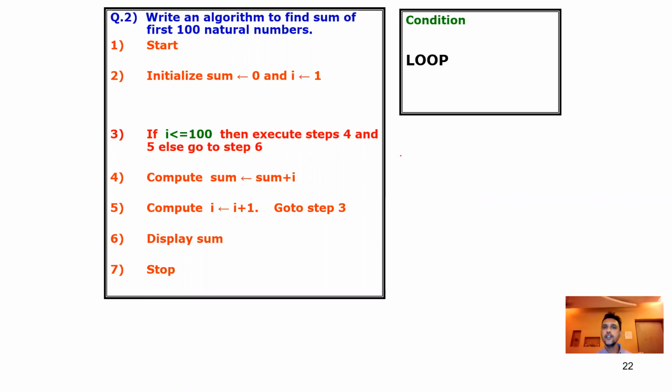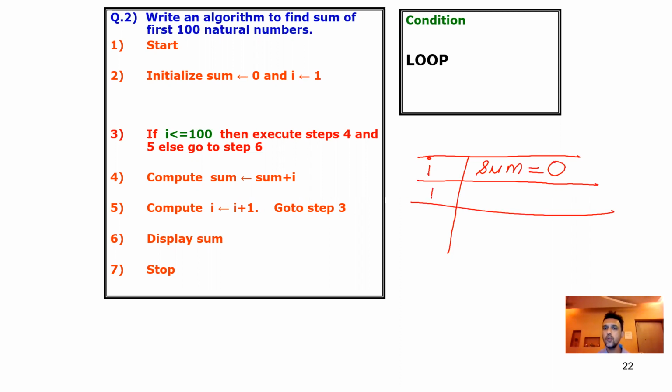So let's start. Sum is initialized to 0 and I is initialized to 1. So this is I and this is sum, okay? Now I is initialized to 1. For the sake of simplicity, let's assume that this is not 100. This is 3. So if I write 3 over here, then I will get the sum of first 3 natural numbers. Now I'll ask you some questions and very quickly, very fast, you are supposed to answer those questions.